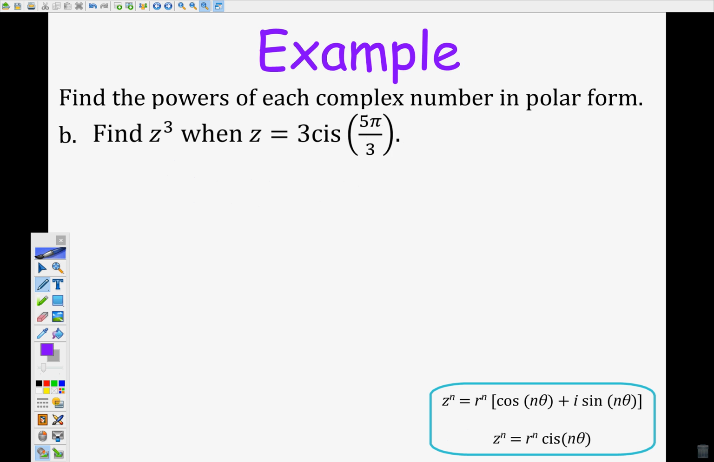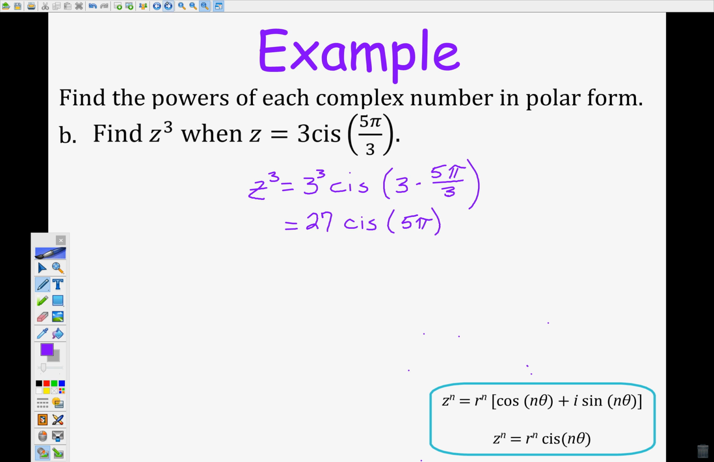Last one, the only reason this one's more complicated is because we have fractions, but we're going to find z to the 3rd power. So z to the 3rd power would be my radius to the 3rd power, cis, and then I have to take 3 times my angle, which this time is 5 pi over 3. So 3 to the 3rd power is 27. And cis, let's see, the 3's cancel and just leave me with 5 pi. And that's it for today.